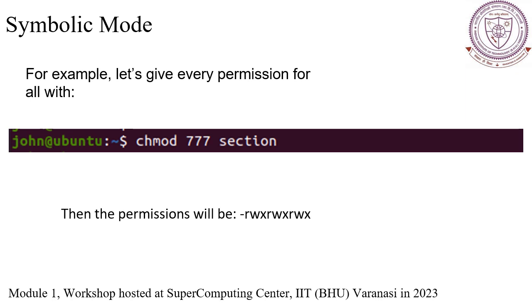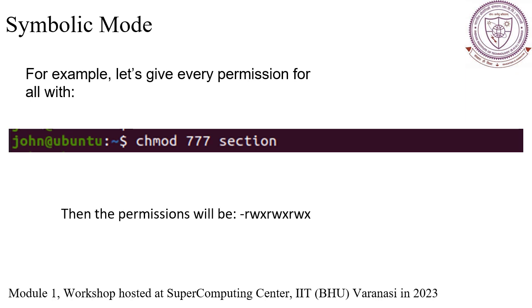So what would this give? The first 7 is for the owner of the file: read, write and execute, that gives all the permissions. The second one is 5, that is for the group members, who have read and execute permission. And the next 5 is for everyone else, who have read and execute permission.